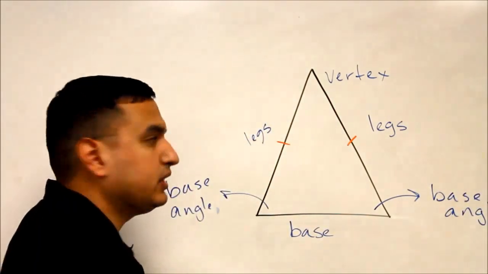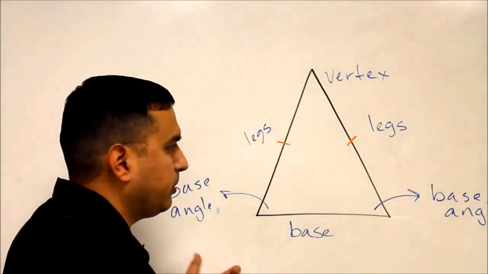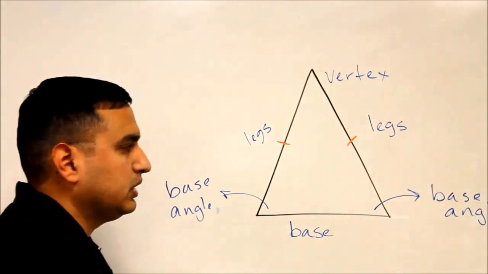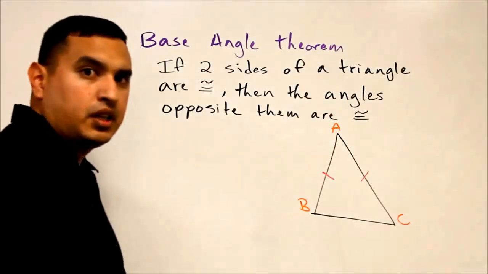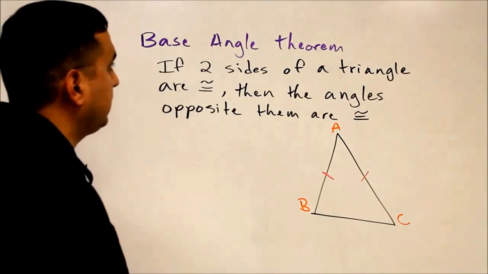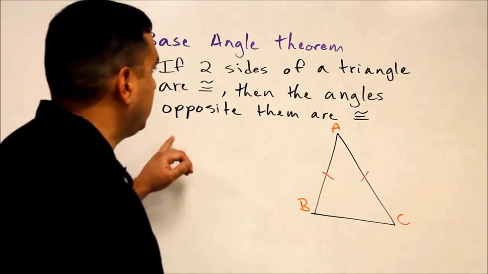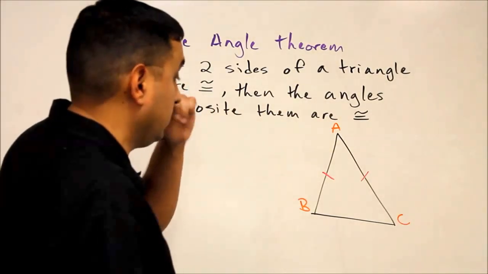So we're going to need to know these different pieces so that we can use them and talk about different parts of the triangle and solve some problems. We're going to start with what's called the base angle theorem, and that simply says that if two sides of a triangle are congruent, then the angles opposite those sides are congruent.